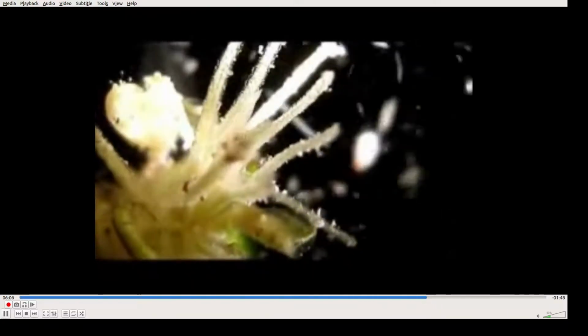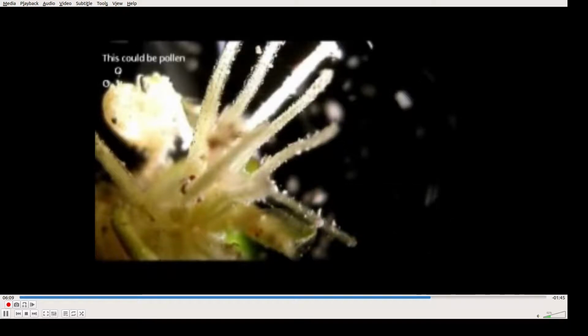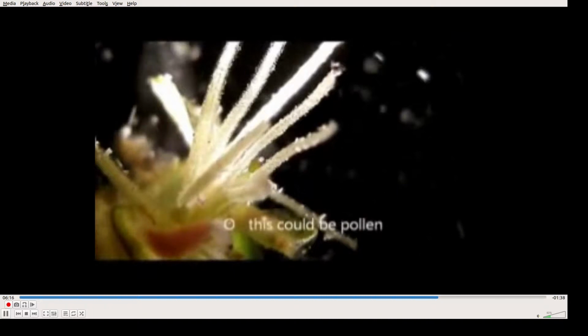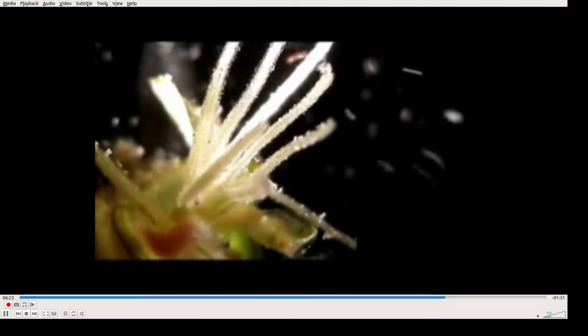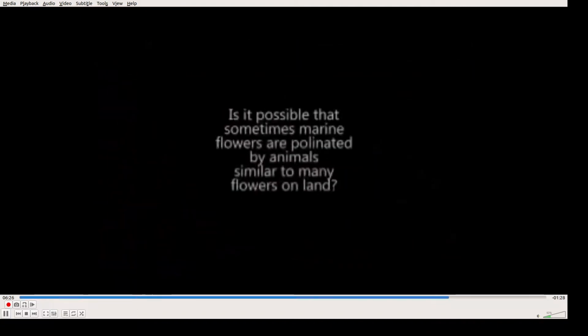Any kind of controlled research on this is difficult. It's the general rule: research underwater is 10 times more difficult than research above water.